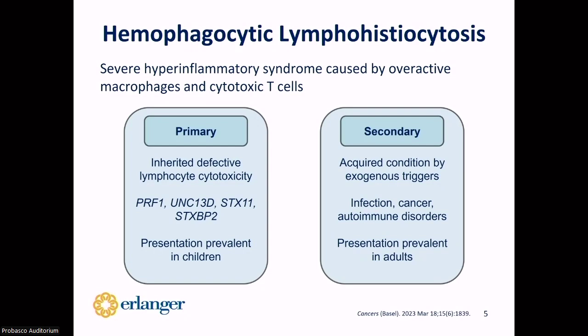Secondary HLH is more prevalent in adults and is a lot more nebulous. It's thought to be caused by an externally provoked clinical diagnosis secondary to hyperinflammation, but the key difference is there's no demonstrable genetic cause. One key thing about secondary HLH is that mortality rates are rather high, 20 to 40% mortality within the first 30 days of diagnosis.